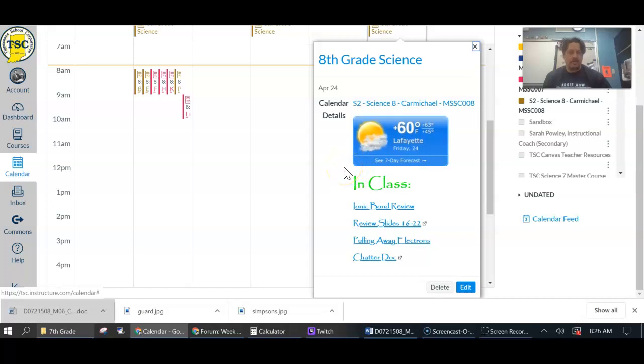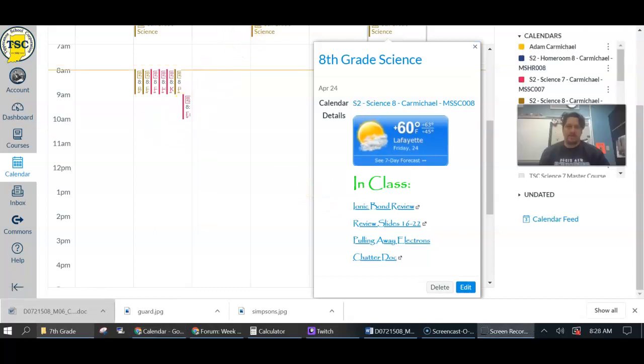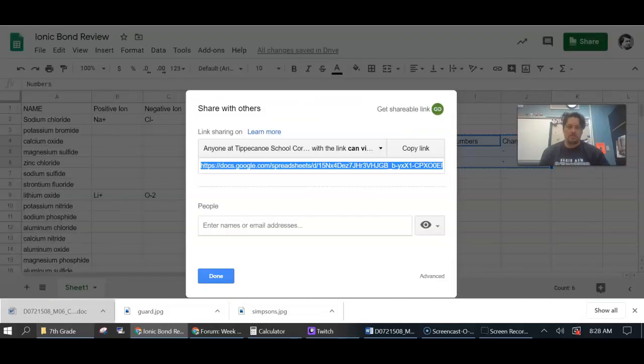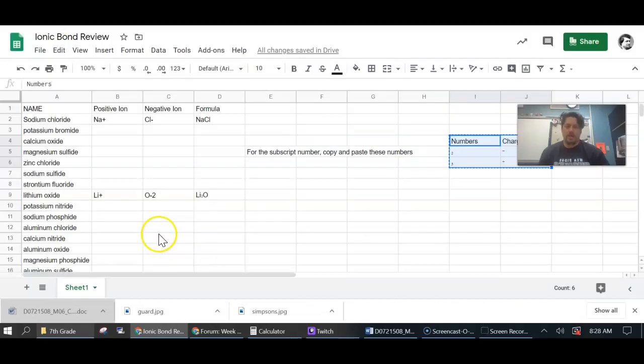Anyhow, first thing we have today, we're going to do some ionic bond reviewing. We're going to need the periodic table for this, so you might want to get a copy of that pulled up for you. I have my copy right here. And here is the table we're going to be doing. All right, so what we're going to do here is we're going to find the positive ion, the negative ion, and the formula for potassium bromide, calcium oxide, here we have sodium chloride.